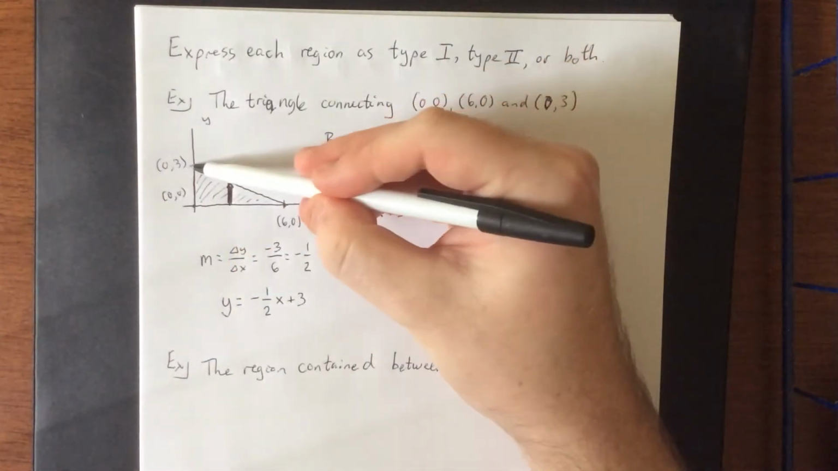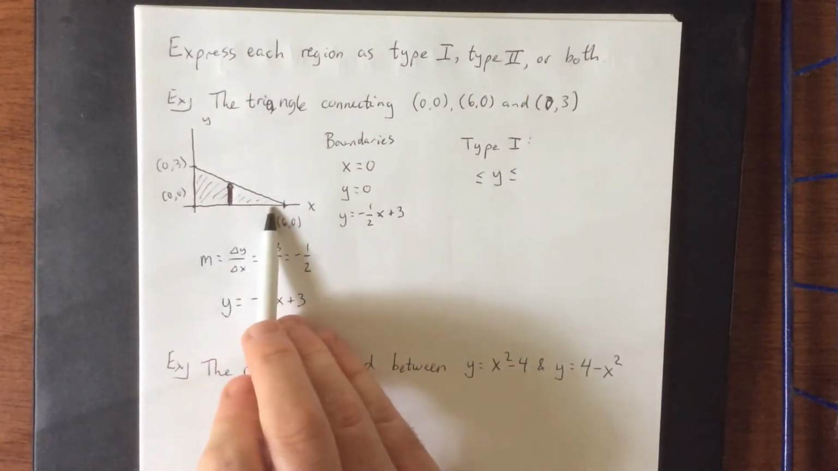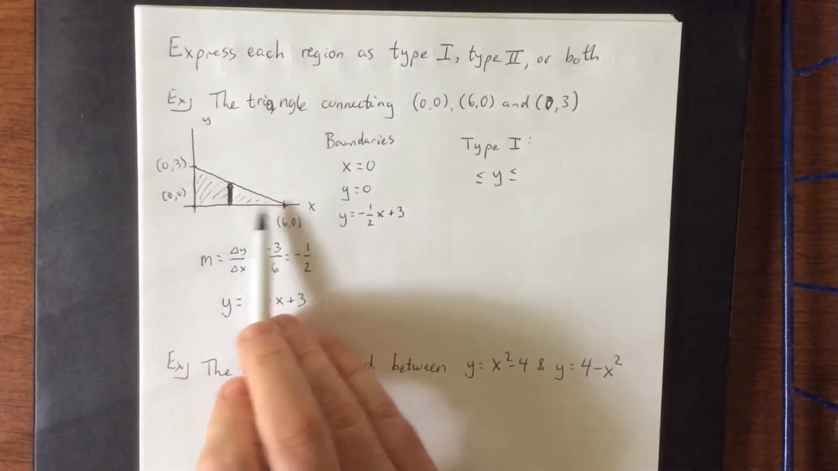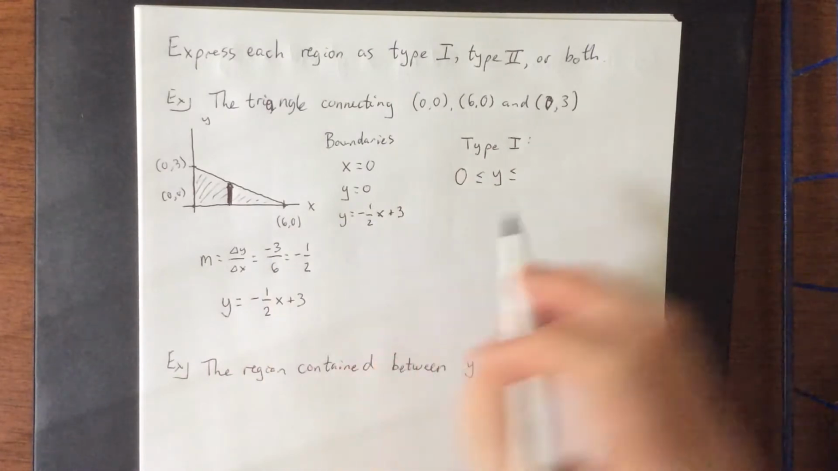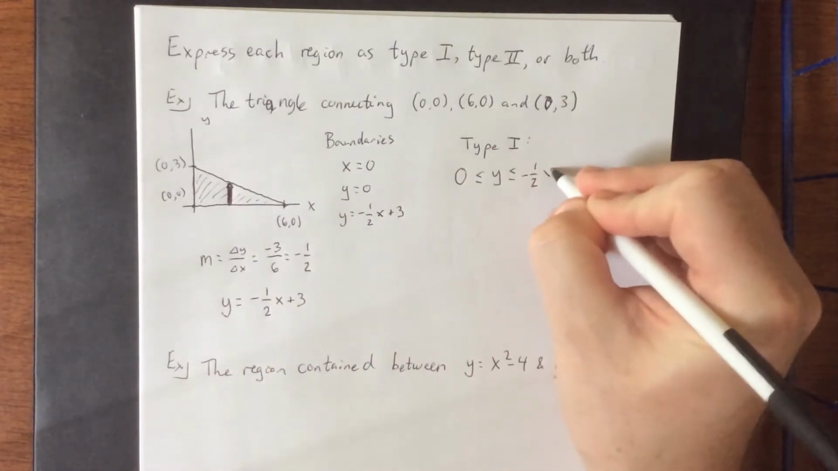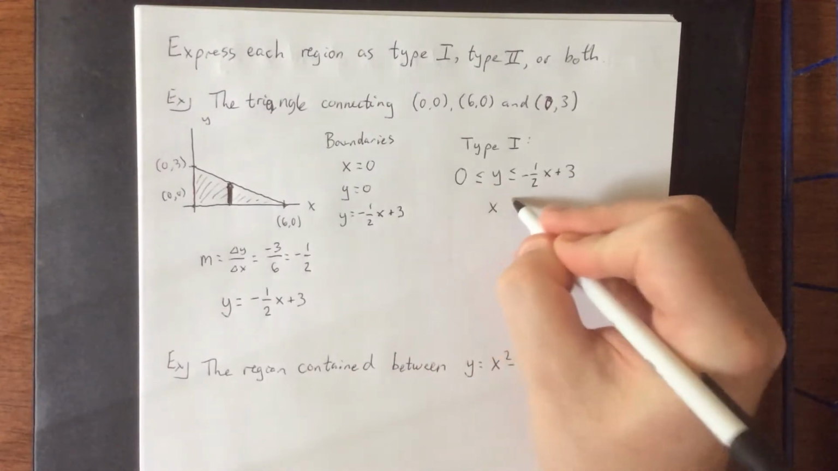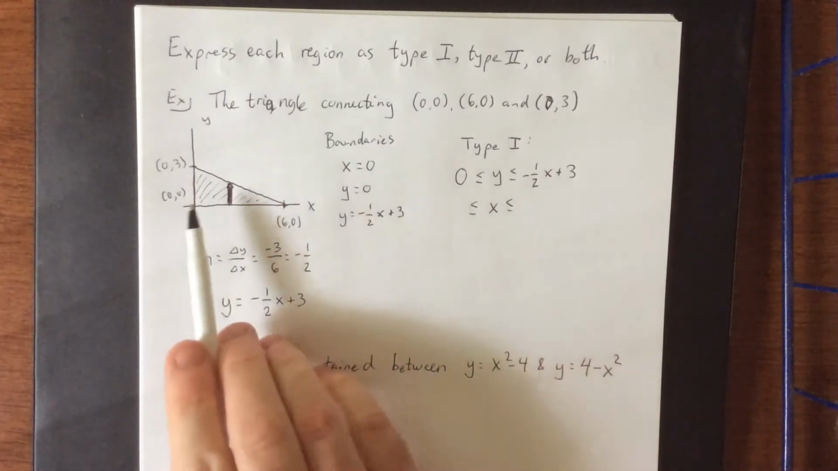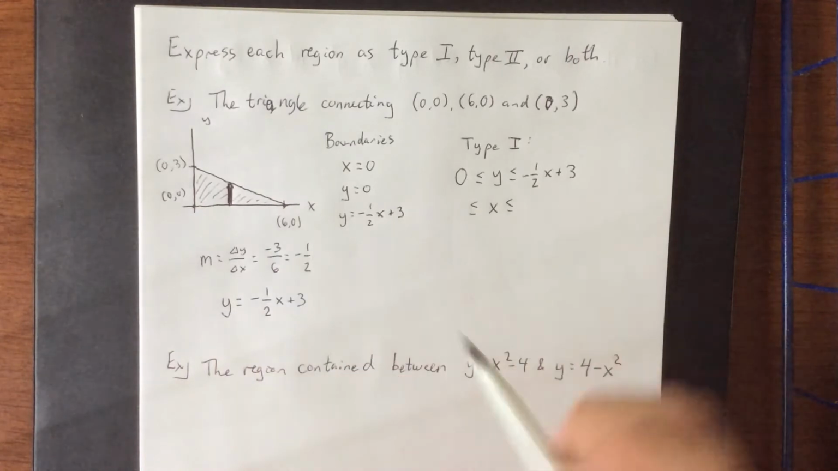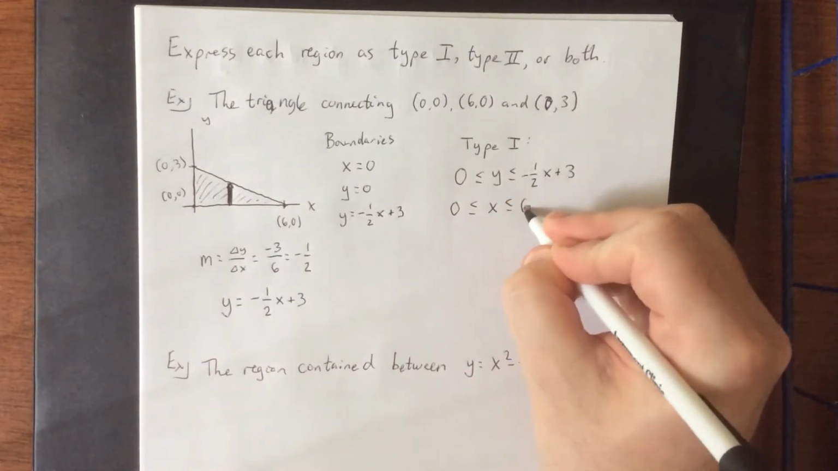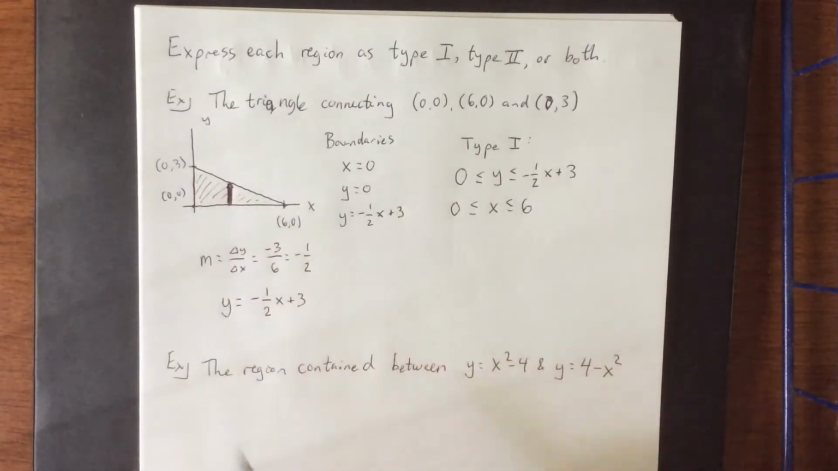You'll notice that the top boundary is the slanty line, and the bottom boundary, regardless of where we are in the region, is going to be the x-axis. So bounding below will be y equals 0. Bounding above will be this line. Then, once you have this in place, you say how far left and right will x go? Well, the farthest left that x goes is x equals 0, and the farthest right that it goes is x equals 6. So we'll say that x goes from 0 to 6. This would be the type 1 method for how to express this region.